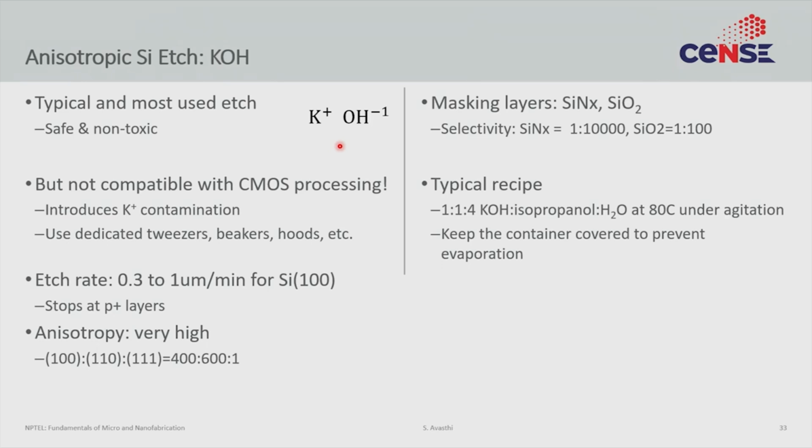Typical recipe tends to be that you have some potassium hydroxide, some isopropanol and water. I will not get into the detail of what the isopropanol does here. It's not part of a basic course really, but we do this at little higher temperature and under agitation. I urge you to go and look up under what conditions the anisotropic etches become more probable, and you will see that these satisfy those conditions.